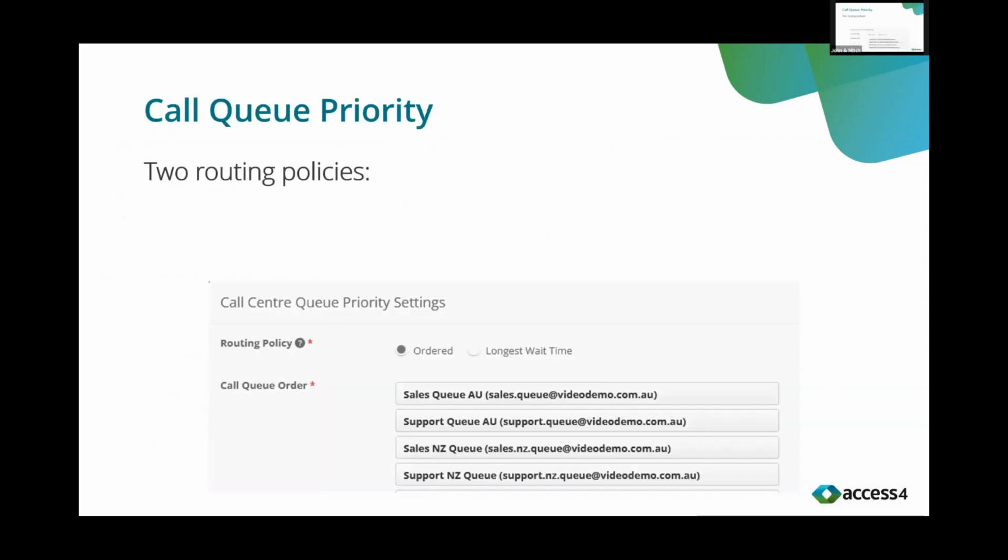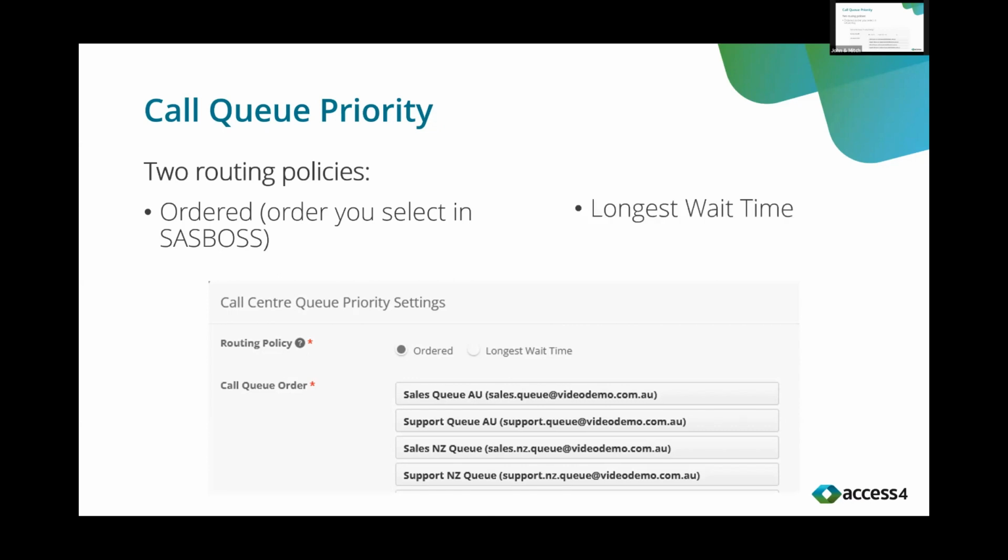So when you do add this, there are two routing policies. First one being ordered. So as you see at the bottom there, it's just in the order you see at the bottom there. So the sales queue will have a higher priority over the support queue, which will have higher priority over the New Zealand queues. So that's how that one will work. The alternative is longest wait time. So all the queues are rated evenly. It's just whoever's been in the queue the longest from that perspective will be the one who gets the call first.